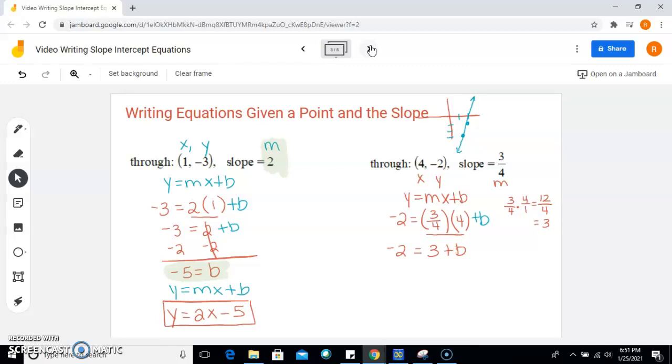We're still trying to get b by itself, so we're going to subtract 3 from both sides. So we're left with negative 2 minus 3, which gives me negative 5, equals b. Again, we're plugging into y equals mx plus b for our final answer. So we need the m and we need the b. Those are the important pieces of information to plug in. So it's going to say y equals 3/4 x minus 5.